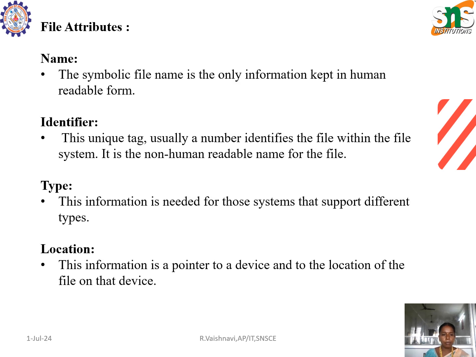Next one, file attributes. That is name. The symbolic file name is the only information kept in the human readable form. Second one is identifier. This unique tag, usually a number, identifies the file within the file system. It is the non-human readable name for the file. Third one is type. This information is needed for those systems that support different types. Fourth one is location. This information is the pointer to the device and to the location of the file on the device.